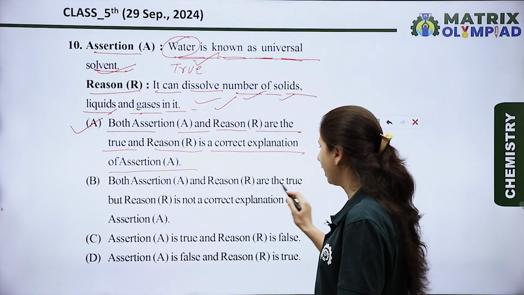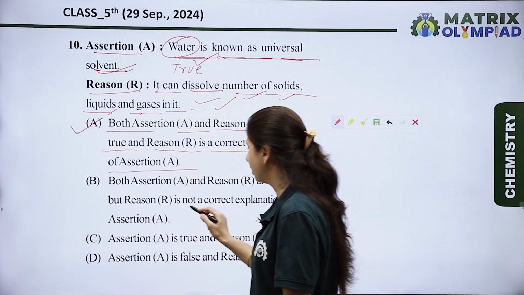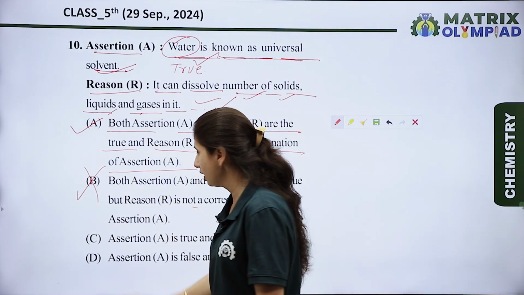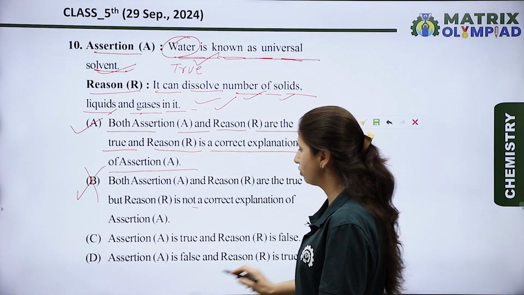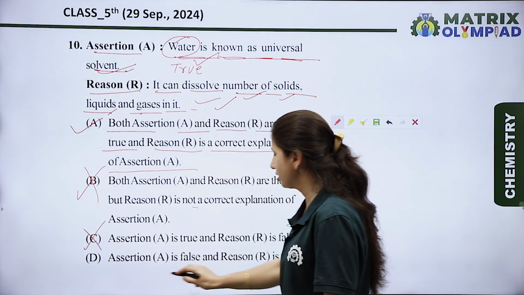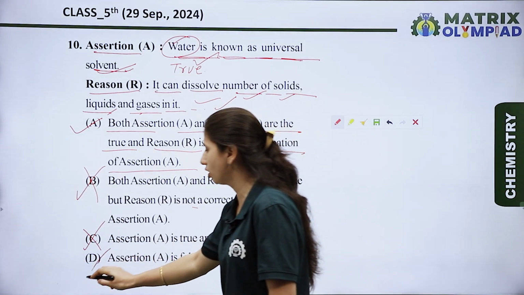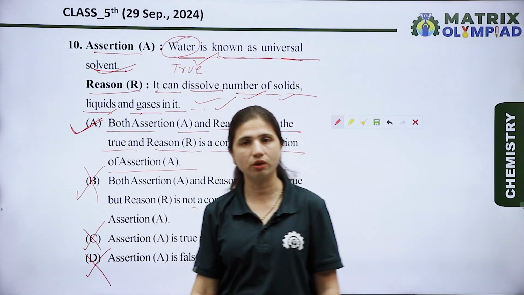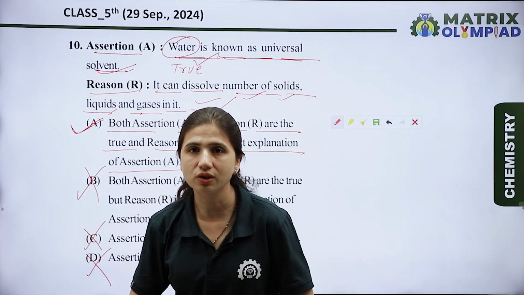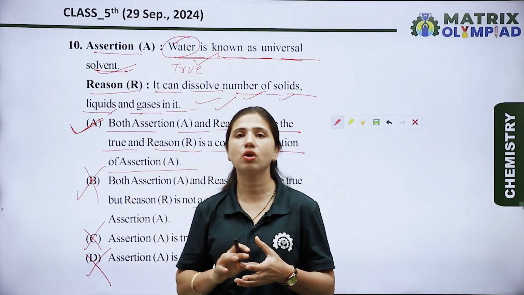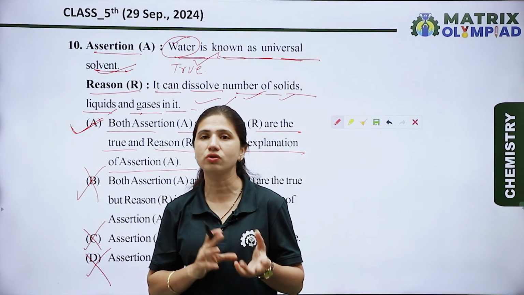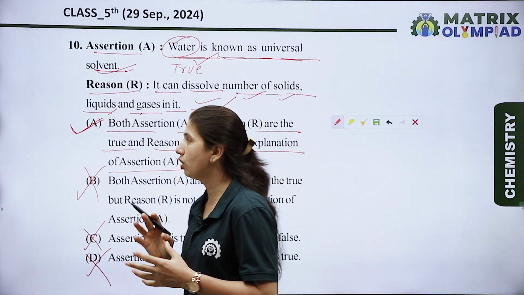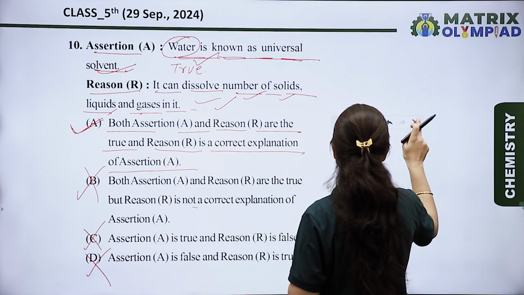Both assertion and reason are true, but reason is not a correct explanation of assertion. This is also a wrong option. C, assertion is true and reason is false. This is also wrong. And assertion is false and reason is true. This is also wrong. So option A is the right option for this question, because water is a universal solvent and it easily dissolves different kinds of substances like solid, liquid and gas because of their intermolecular spaces.